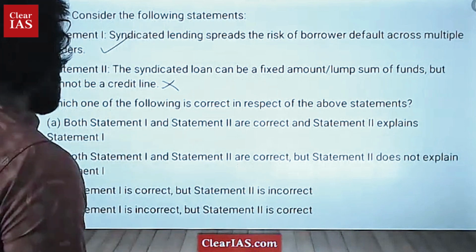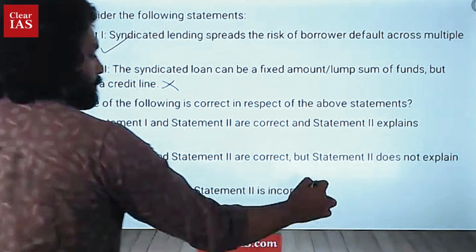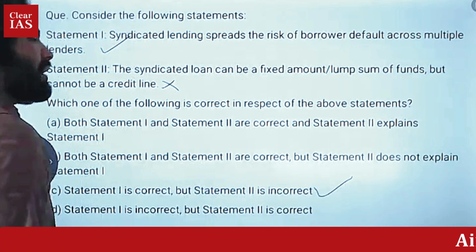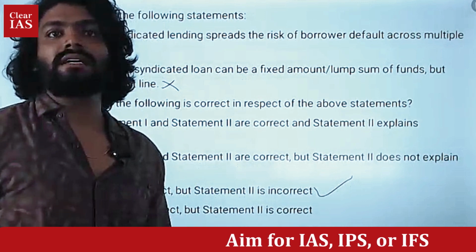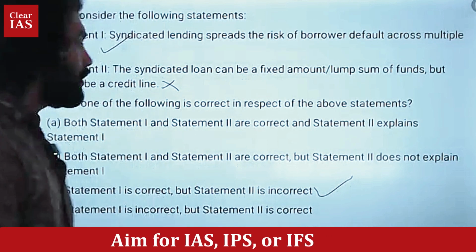So statement 2 is actually wrong. So the answer is C. Yes, it can even be a credit line. Only if you know that you could answer this question. Otherwise, it is better to leave.